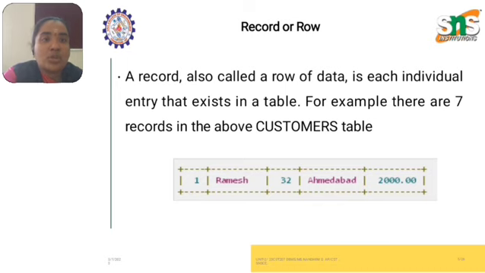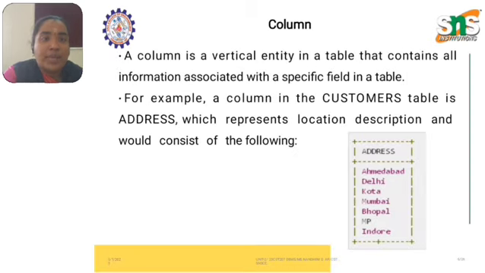A column is a vertical entity in a table that contains all the information associated with a specific field in the table. For example, a column in the customer table is the address, which represents location, and it would consist of Ahmedabad, Delhi, Kota, Mumbai, Bhopal, MP, and Indore.